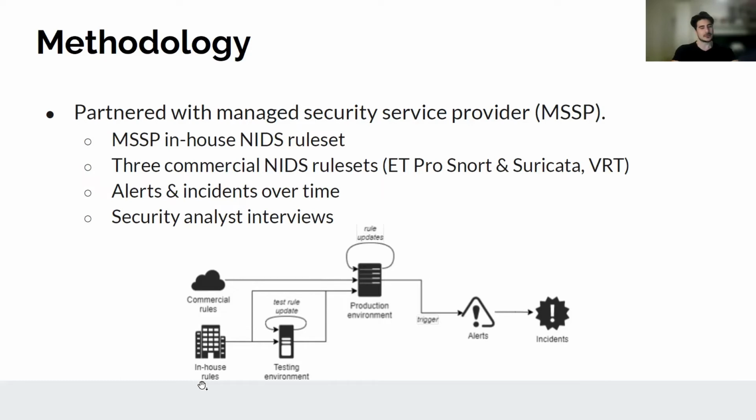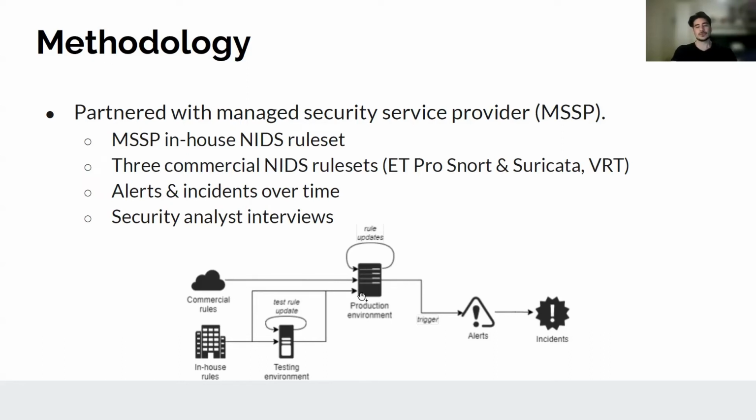The in-house rules, however, many of them are added to a testing environment first in order to check whether they're functioning well, they're not producing too many false positives, for example, and only once they're deemed acceptable are they added to the production environment. But also, depending on how critical the rule is or how severe the vulnerability is that it's trying to protect, some in-house rules are added to the production environment immediately and are updated and tested in production.